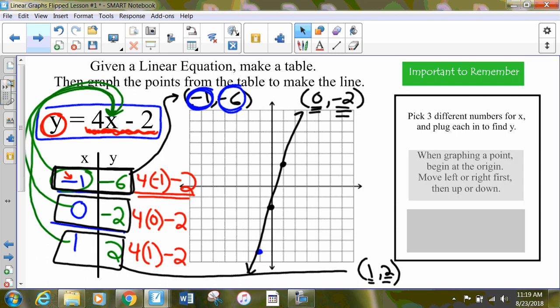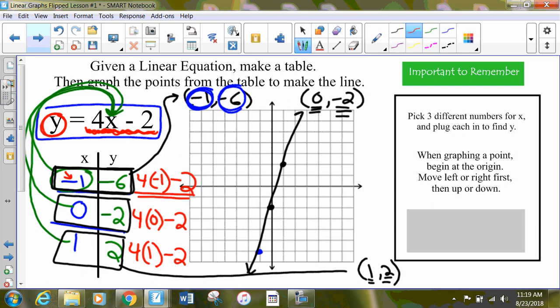Another important thing to remember is that when we're graphing a point, we always start at the origin. Where's the origin? Right there. That's the origin. So we start there. We start there, and we move to the left or right first, then up or down. So before we even write a point, before we're even allowed to say this is a point, we had to do 2 moves. We had to move to the left or right first, then up or down second, and then we finally get to write our point.